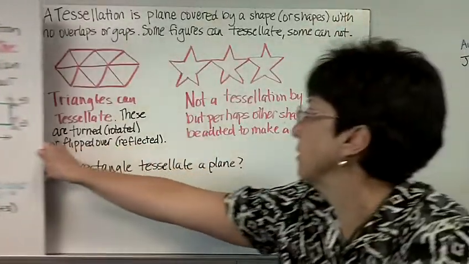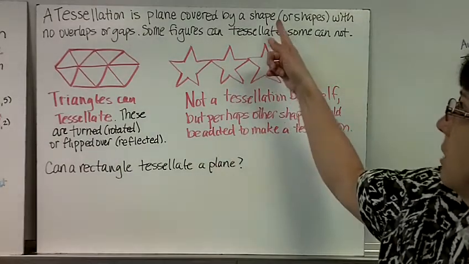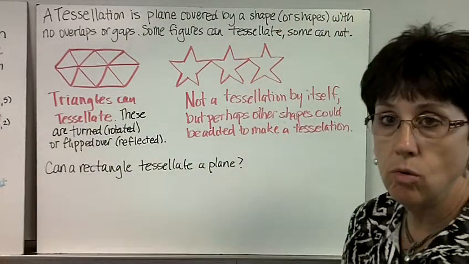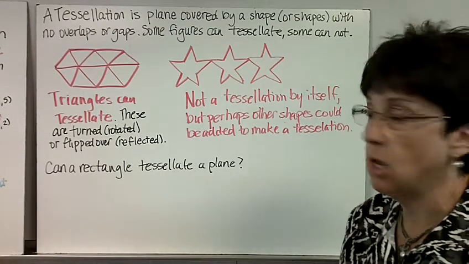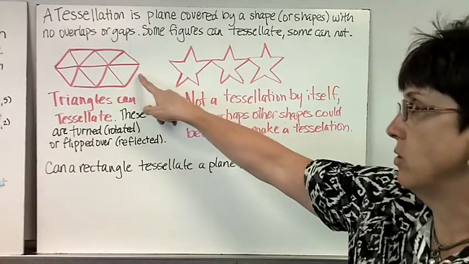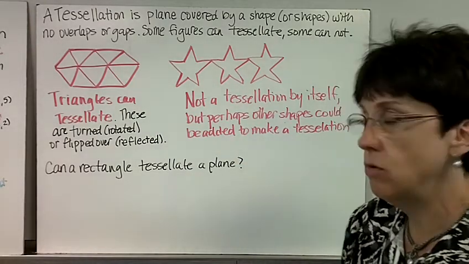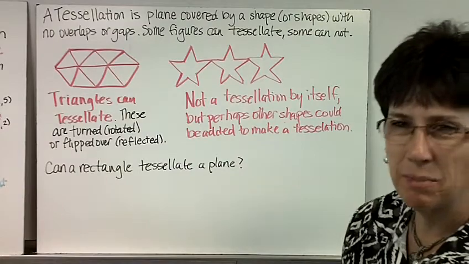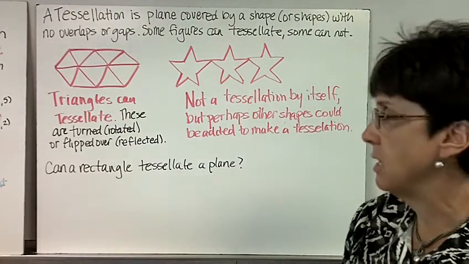Okay, one little other thing. Tessellations. A tessellation is a plane covered by a shape or shapes with no overlaps or gaps. Some figures can tessellate, some cannot. So here I took some triangles and I drew them, and you can see that I can cover the plane. Plane's like a piece of paper, right? You can cover the plane without any overlaps or any gaps.